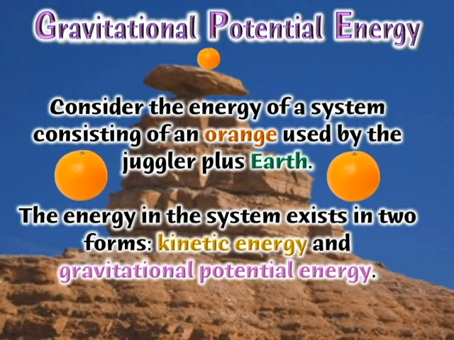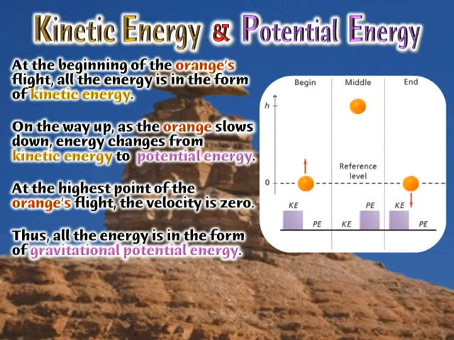So let's consider the system of an orange used by a juggler and the Earth. The energy in the system exists in two different forms: the kinetic energy of the orange when it's moving, and the gravitational potential energy of the orange based on its position. If the juggler throws up an orange from his hand, well, initially, if we consider the reference frame his hand, the orange has only kinetic energy moving upward.